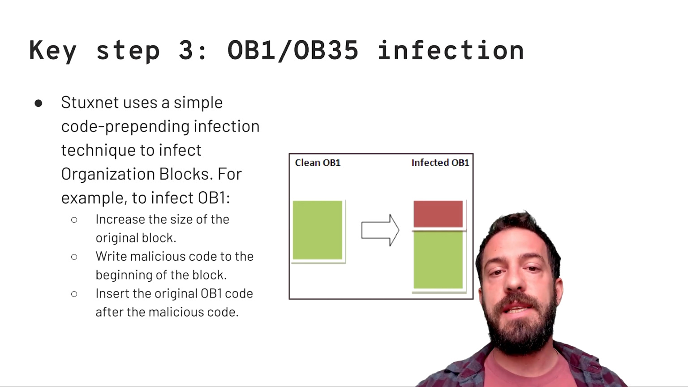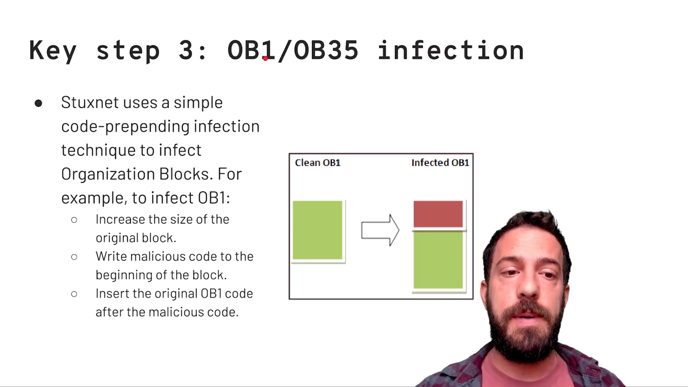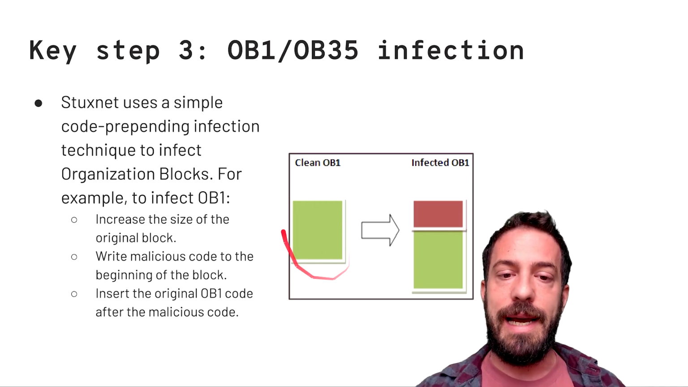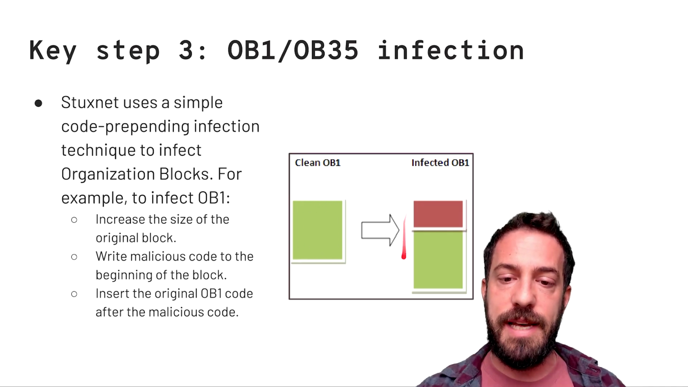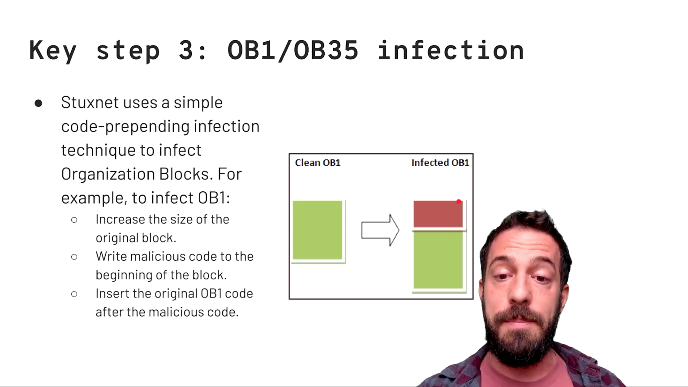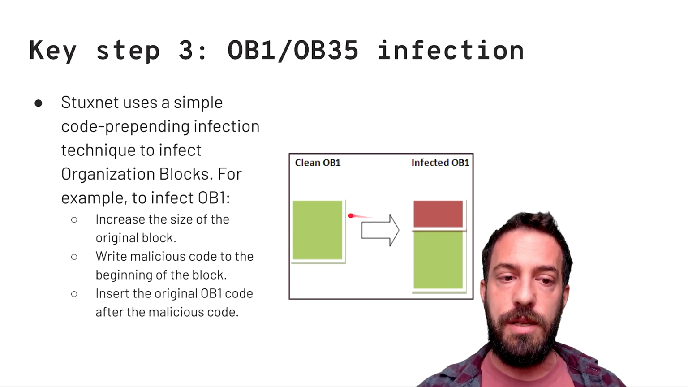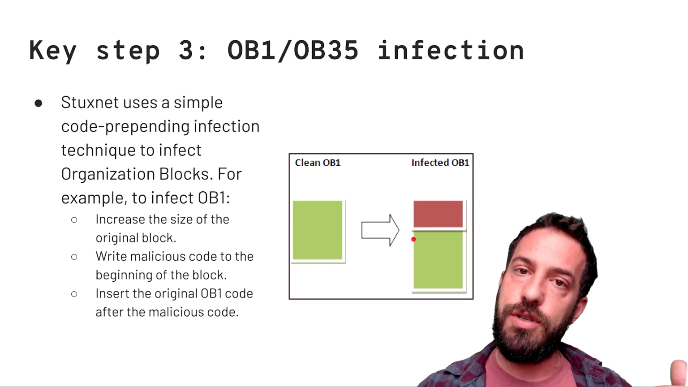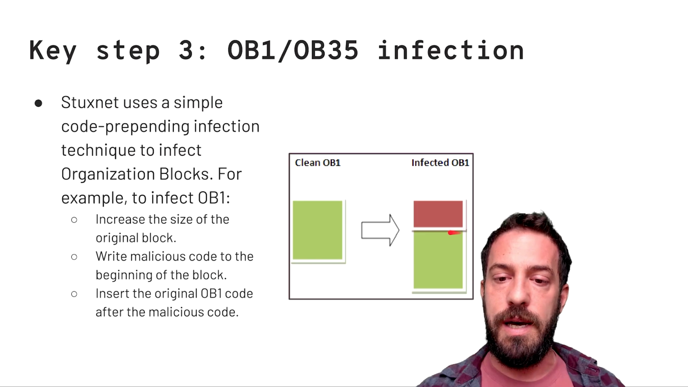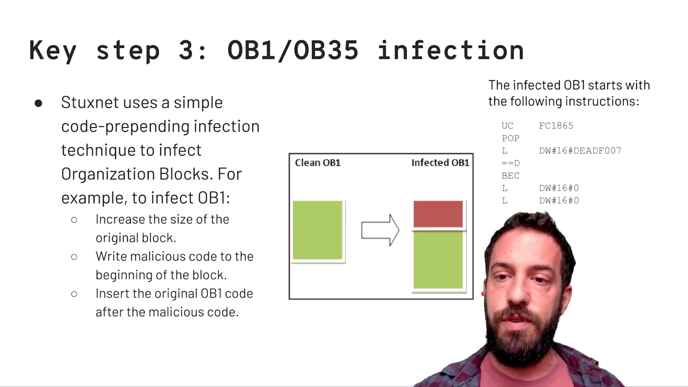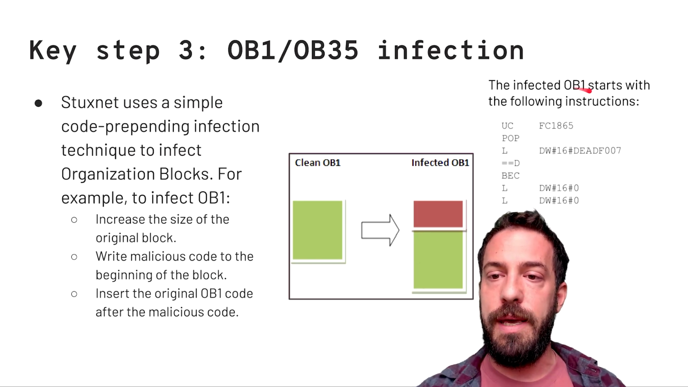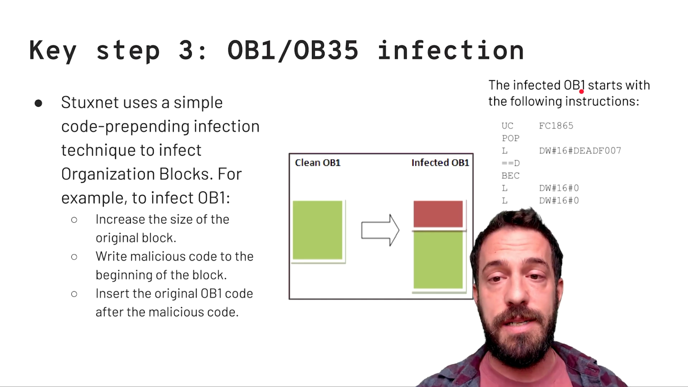And the third key step would be to infect the beginning of the PLC code, and that was simple code prepending. So that was a clean code, and that will be Stuxnet infected code here on the screen. So you see, it will just add code in the beginning of the block, and to do that, it will just increase the size, write malicious code in the beginning, and then insert the previous original code in the rest of the file. And if we look at the OB1 is where it starts execution.